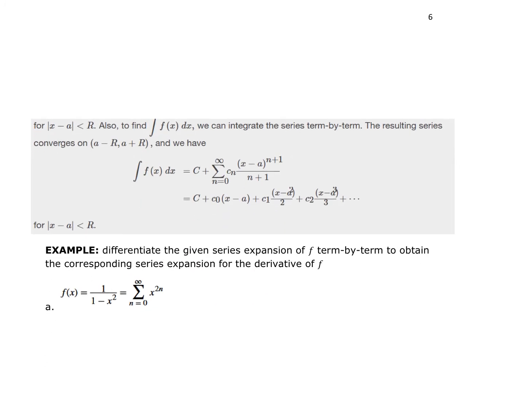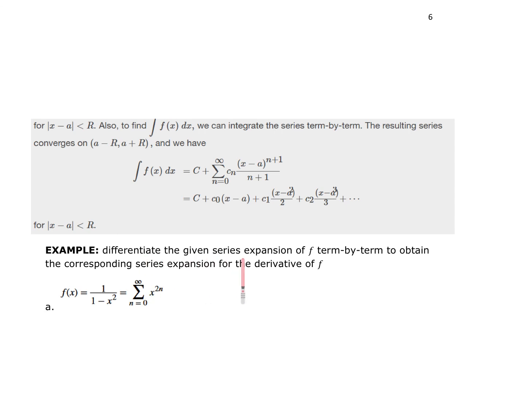This continues, of course, and I can integrate it. So the integration of f of x dx is going to be c, some constant of integration, you can put it first or last, plus the summation of n equals 0 to infinity of c sub n times x minus a to the n plus 1 over n plus 1. So that's just reversing the power rule.